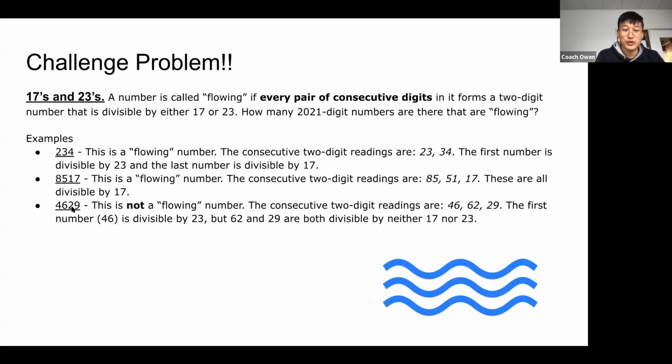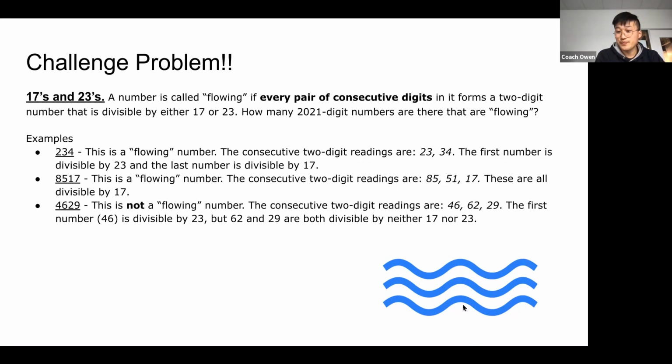And lastly, we have 4,629. This is not a flowing number because the first pair, 46, is divisible by 23, but neither 62 nor 29 are divisible by either 23 or 17. So that number doesn't count.